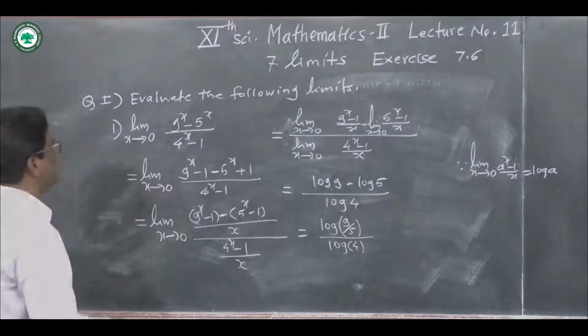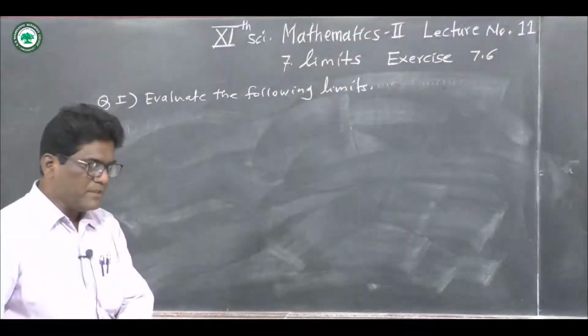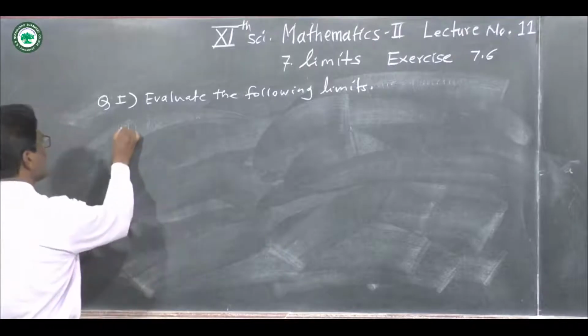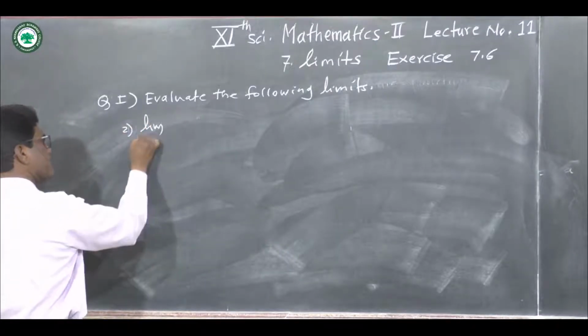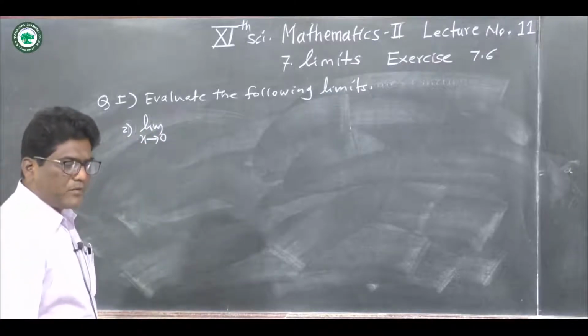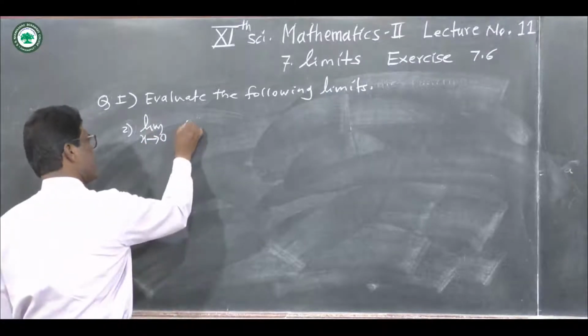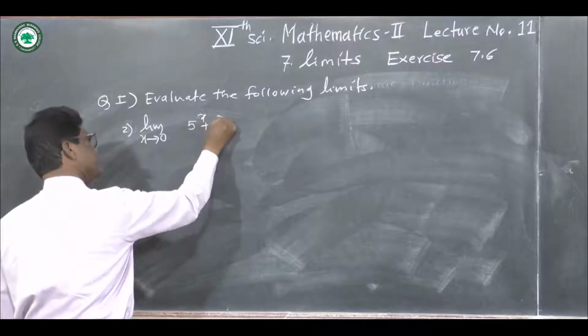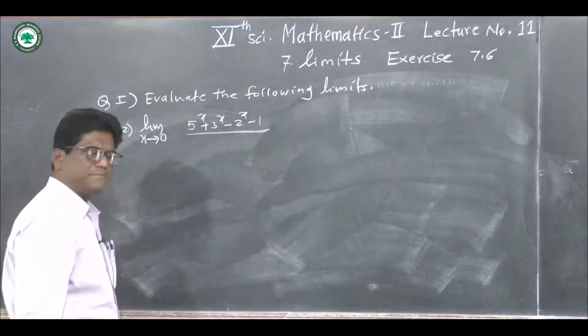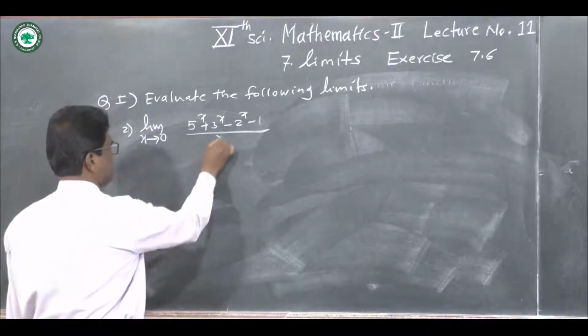Now we see the second problem. Limit as x tends to 0 of (5 to the power x plus 3 to the power x minus 2 to the power x minus 1) upon x.